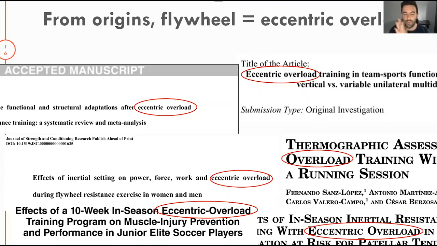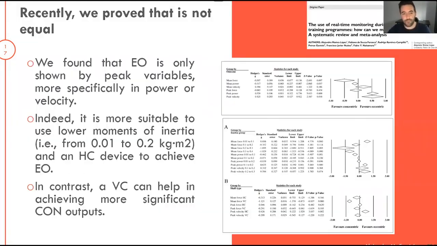As I explained, from the origins, flywheel was equal to eccentric overload. There's a lot of research that uses the words eccentric overload in the titles just because they use a flywheel device. And most of them do not prove that. Actually, we prove that flywheel is not equal to flywheel. We found that eccentric overload is only shown on peak variables, and it's not shown on mean variables because, as I said, you have exactly the same amount of energy or even less on the eccentric phase compared to the concentric phase.